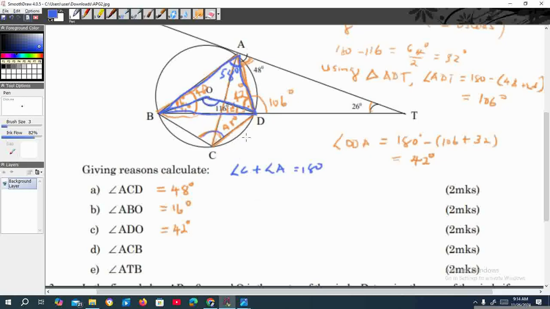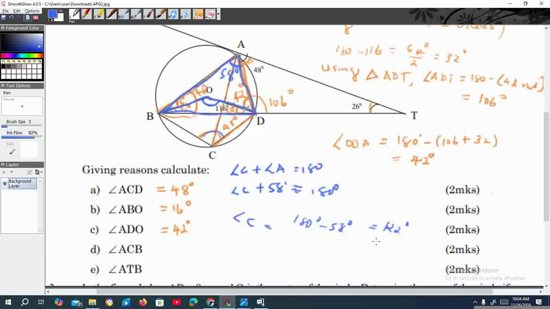So angle A is 58. So angle C plus angle A, which is 58, has to give us 180 degrees. So angle C will be 180 degrees minus 58 degrees. This will be the same as 122 degrees.